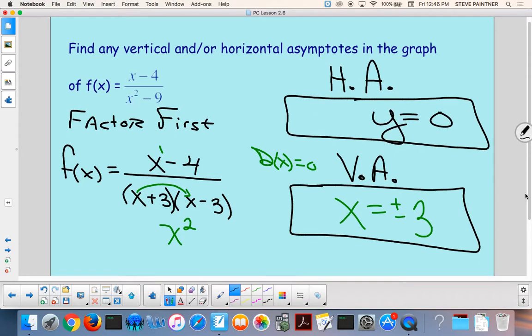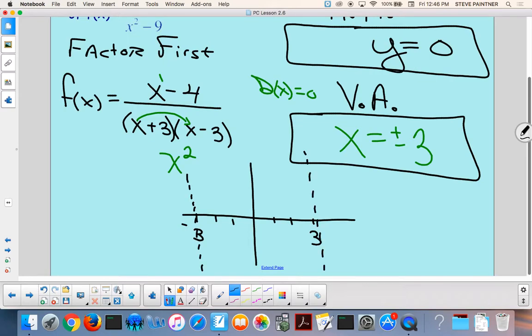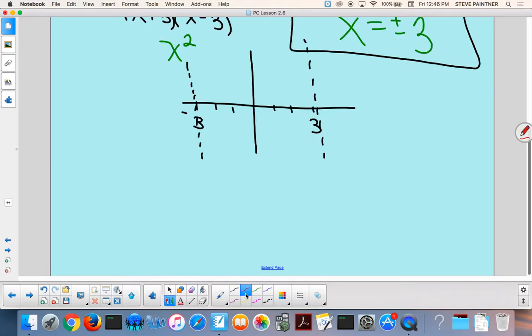There it is. Now, I know I didn't say this. Would you just please make a sketch of that? Okay, here we go. 1, 2, 3. 1, 2, 3. Vertical. Vertical. And horizontal is where? At 0.